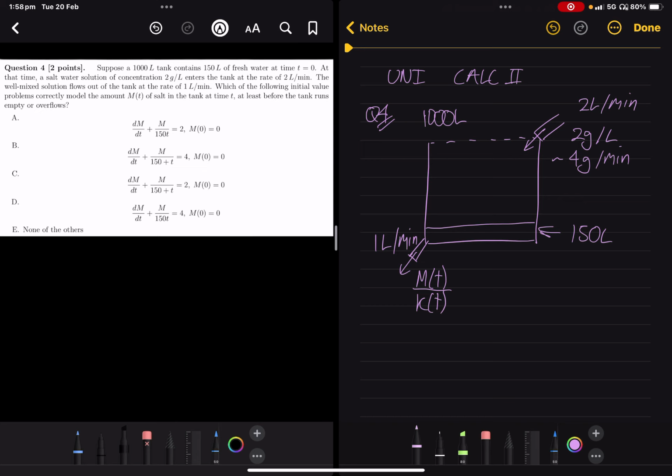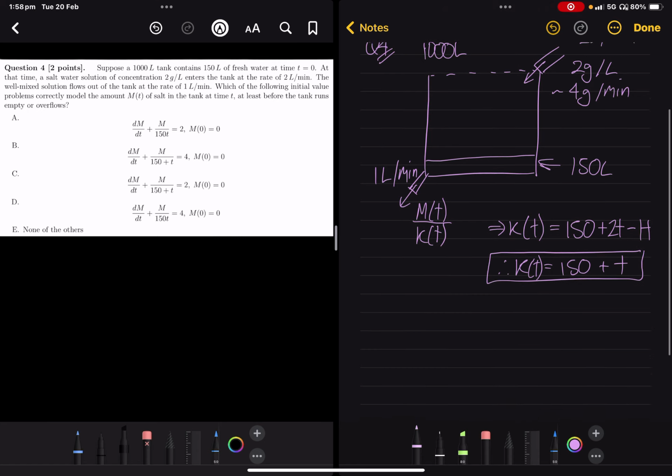So we now need to work out how much water is in the tank at each time. Well, there's 150 initially. So K(t), which is our water in this case, is 150 plus 2 litres per unit time, so that's 2t, minus 1 litre per unit time, that's 1t. This is 150 plus t. So this is how much water is in the tank at any given time after time 0.